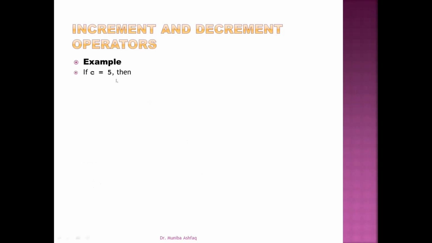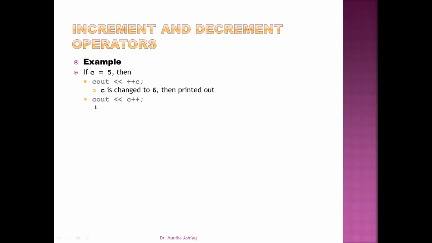Example, if c equal to 5, then when you write cout plus plus c, which shows that you are going to print plus plus c. This is a complete C++ statement, which is going to print the value of plus plus c. As it is pre-increment, the value of c would be incremented first and then it would print its value. So c is changed to 6 and then printed out.